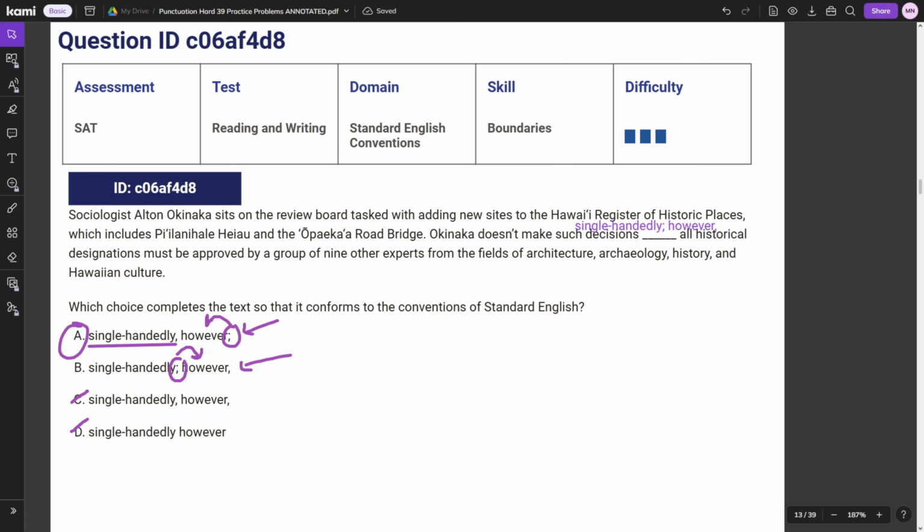Now let's say we put the semicolon before the transition word. Would these two ideas contradict each other? He doesn't make decisions by himself. These decisions are made by a group of 9 other people. Yeah, no, these two things aren't the opposite of each other. They mean the exact same thing, so it wouldn't make sense to put that semicolon before the transition word. How exciting! All of that just to prove that our answer is A, where the semicolon comes after the transition word, which is what I said would happen 99% of the time anyway.